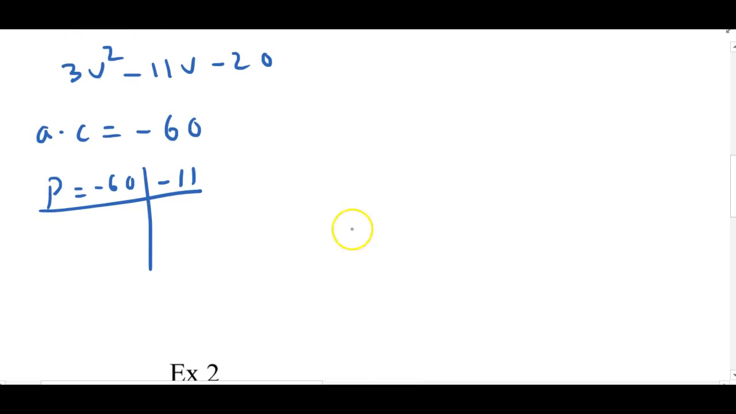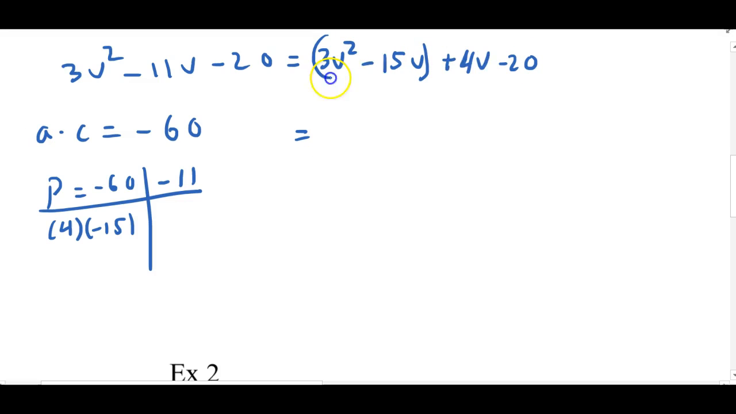And what numbers are those? Yes, 4. Correct. So 4 and negative 15. Good. Now we split the middle term using those. I'm going to place the negative first: minus 15v, then plus 4v, and then minus 20. Group. Out of the first group, we can factor out 3v, and then we're left with, okay.